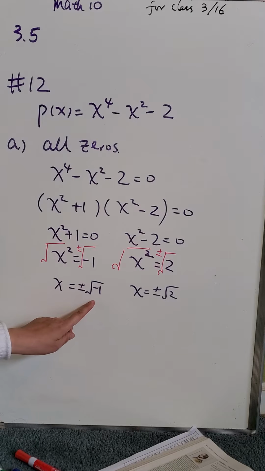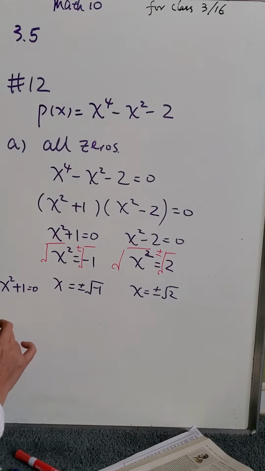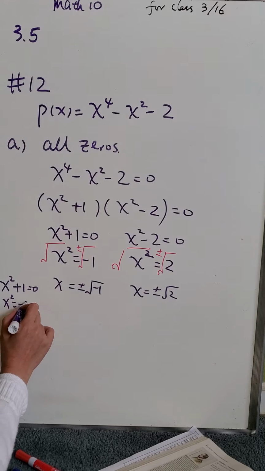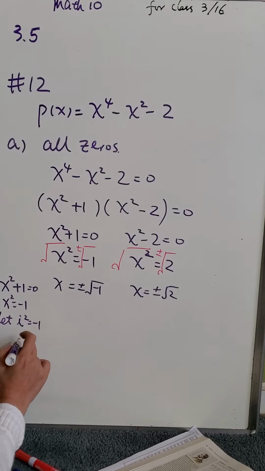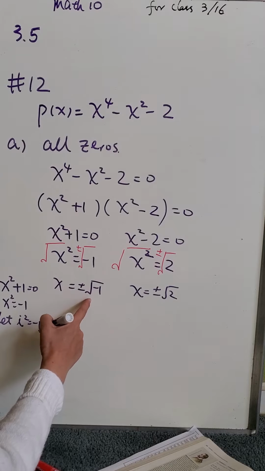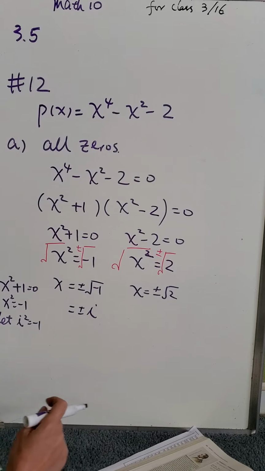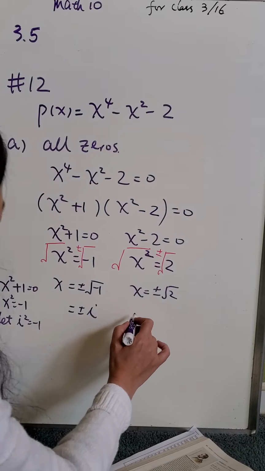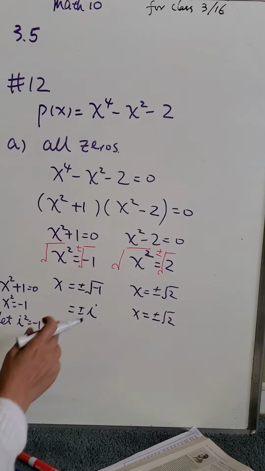Now here's what happens. The square root of -1 is just i, okay? So if you guys remember, x squared plus 1 equals 0, okay? By the definition of complex numbers, x squared equals -1, and we let i squared equal -1, okay? So when you have the square root of -1, that just equals i. And then the last one is x equal to plus minus the square root of 2. So that's for the first part.